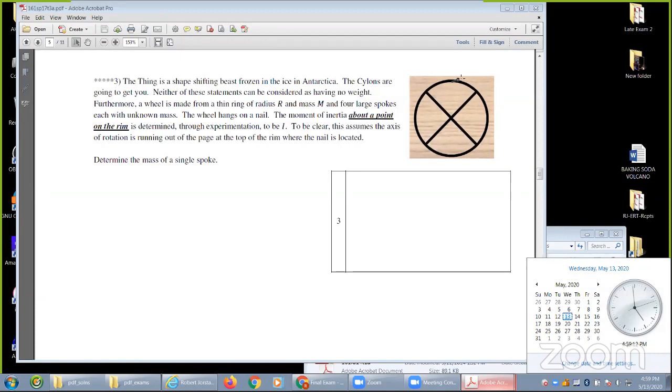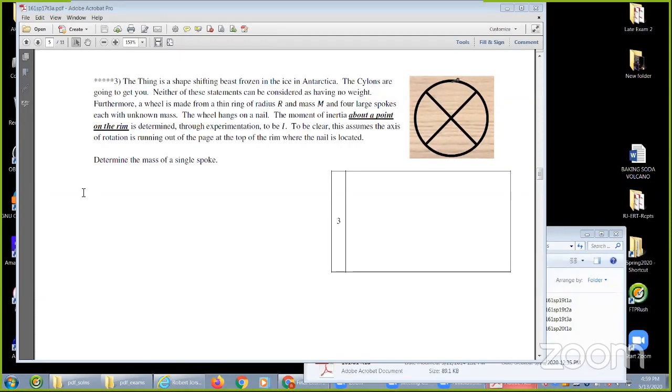All right. And so hopefully your thought process here, you know that I about the rim is equal to I about the center mass plus total mass times radius squared in this case. I hope that jumps out at you, right? And notice this is known. This is not known. This is not known, right? Because in this case, M total is equal to the mass of the ring, which is known, plus 4 times the mass of a spoke.